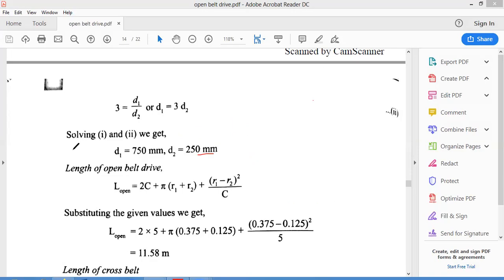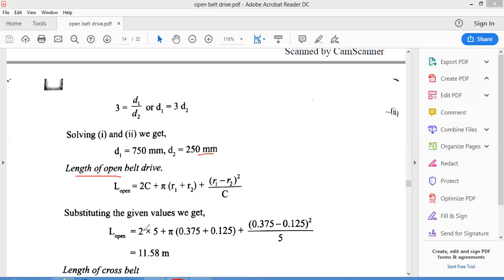For the length of the belt drive, we'll keep L open for the open belt drive. We know the formula which we have done in the previous class; we have solved the derivation. It is 2 times the center distance plus pi into (R1 plus R2), which are the radius of the driving pulley and the radius of the driven pulley, plus (R1 minus R2) the whole square divided by C. This C stands for center distance, the distance between the two shafts.